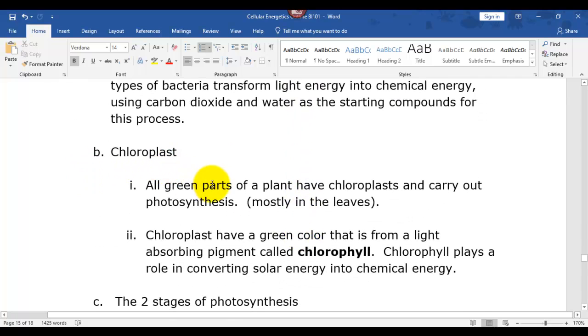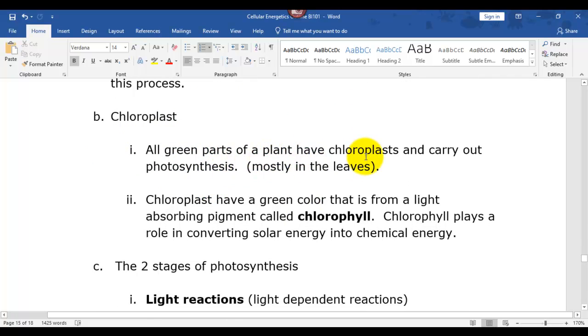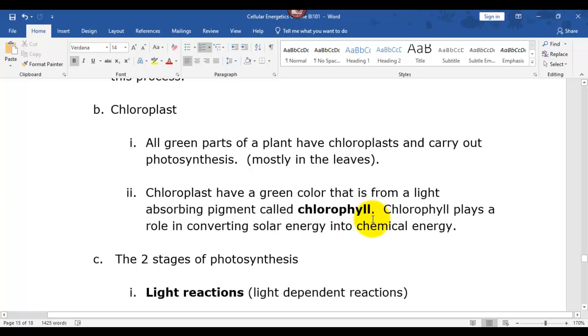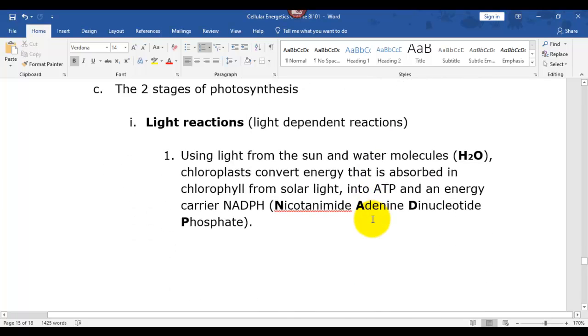I just showed you a chloroplast. All green parts of a plant have chloroplasts, and they carry out photosynthesis. Now, chloroplasts have a green color, light-absorbing pigment called chlorophyll, and it plays its role in energy. I like to do it this way with photosynthesis. It's very simple. Botany is an entire course in biology that biology majors have to take. You cover everything from how bark is made, how water moves up a root system, how plants reproduce. And I like doing it this way.